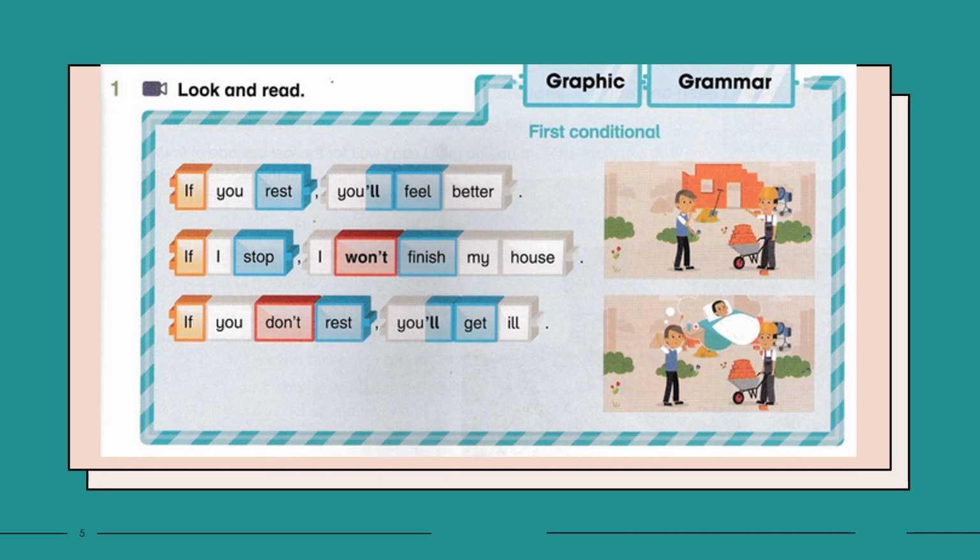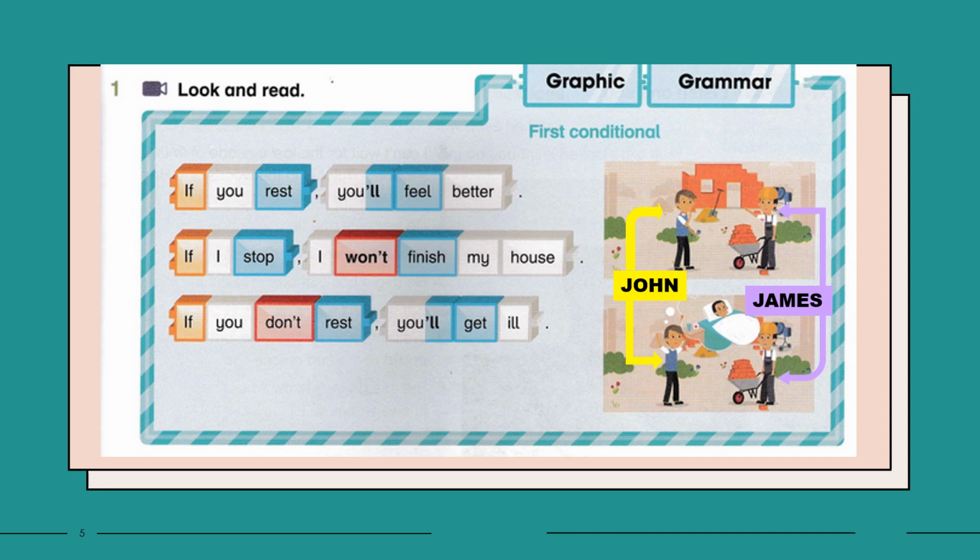Let's look at activity 1 in your textbook, page 99. There are pictures of two men. Let's name them James and John. James is the one who is building his house and the other man is John, his friend. James looked tired, so John advised him to rest. He said, "If you rest, you'll feel better."